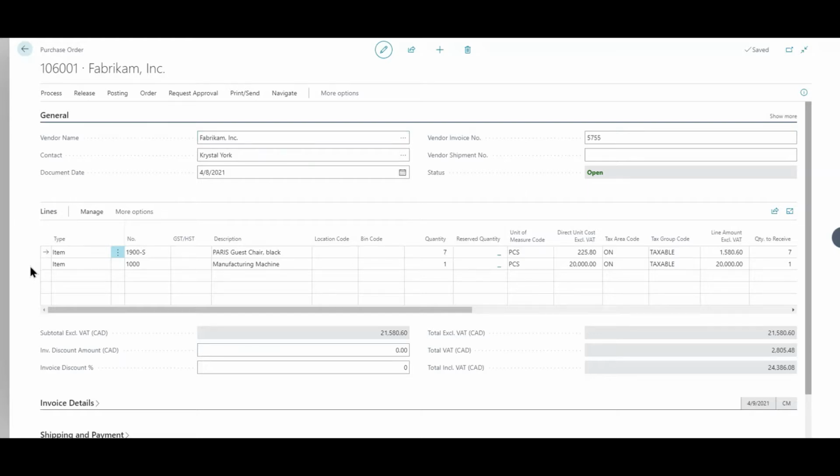In our case, for the chairs, the type is item. I have selected the description, the quantity here, and the amount that has been configured. And we'll also have a manufacturing machine as an item. We're buying this from a specific vendor, and it's worth $20,000. So behind the scenes, when we post it and send it out for shipping and whatnot, our transactions are happening like this. This is how it's going to be set up. We're going to be debiting our asset account and crediting our liability account.